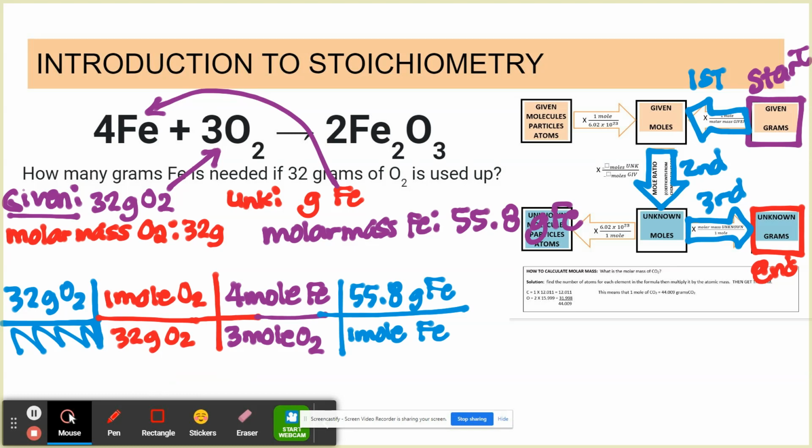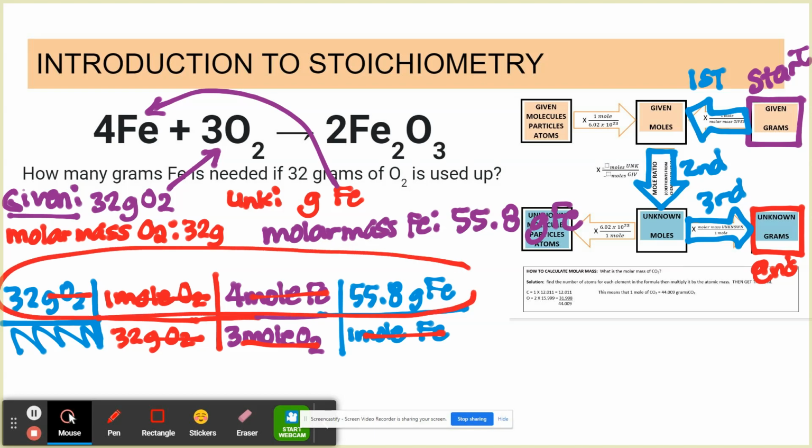All right. Let's start solving. Okay. You can cancel out stuff, but again, just remember the last top box is always your final unit. So the mole Fe cancels out. The mole O2 cancels out. The grams O2 cancels out. All right. And how do you do this? Multiply everything first in the top box. So, hey Google, 32 times 1 times 4 times 55.8.